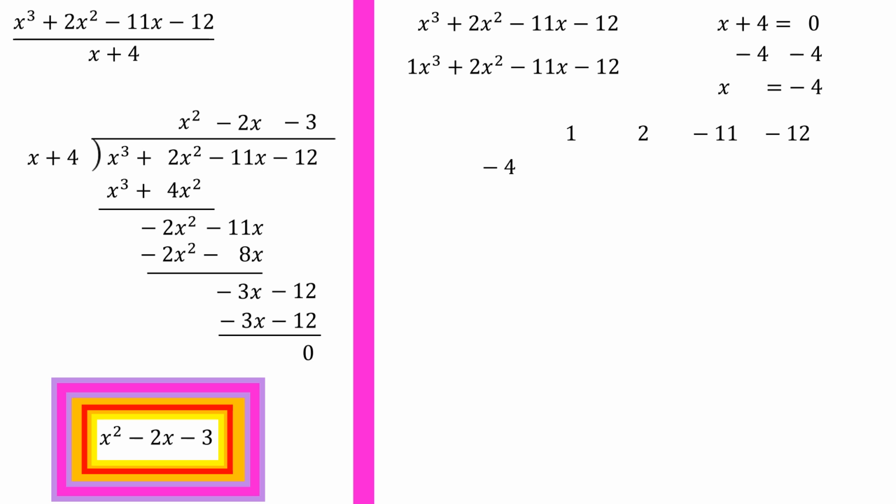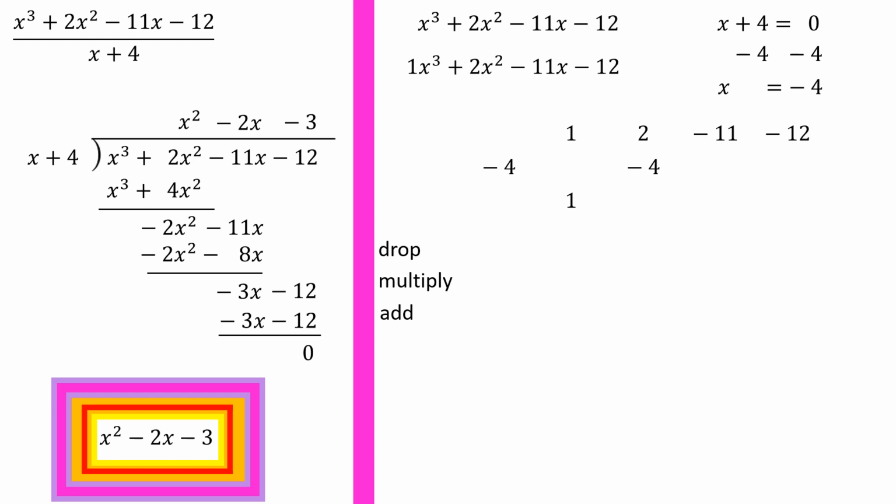The method is simple. Drop, multiply, add, multiply, add, multiply, add, multiply, add. You just continue to repeat multiply, add until you're done. But the first step is drop. So I'm going to take that 1 and drop it straight down. Multiply, negative 4 times 1. Well, that will give me a negative 4.